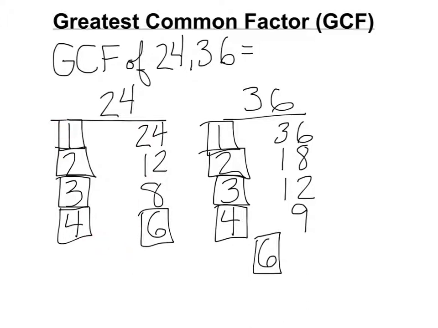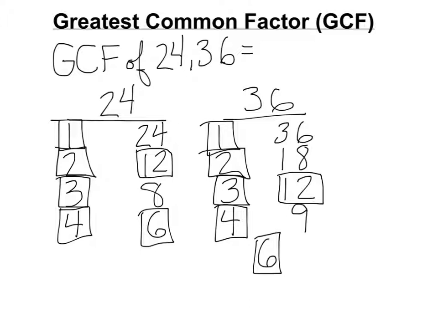So let's keep going. Do they both have 8s? No. Skip it. Do they both have 12s? Yes, they do. And finally, do they both have 24s? No. So boxed here, I have all of the common factors.